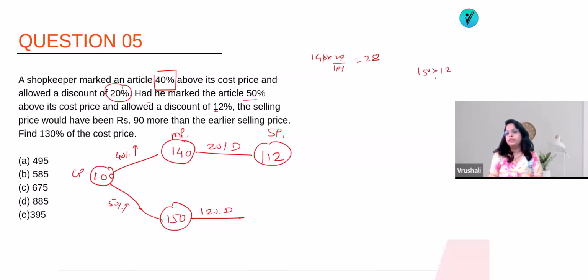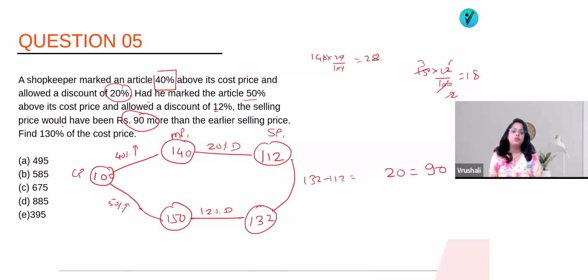150 ka 12%. So it will be 18 rupees. So if I give the discount of 18 rupees, what will it be? 132 rupees. So they are saying that this SP will be rupees 90 more. That means this difference is how much? 132 minus 112 is equal to 20, is equal to 90.